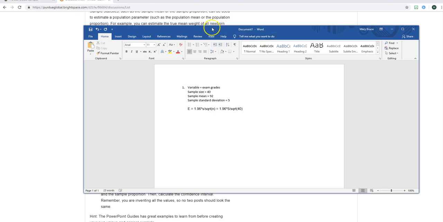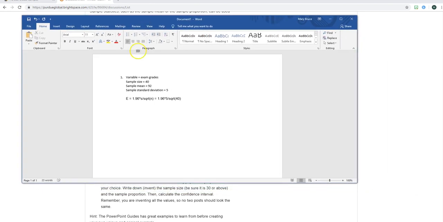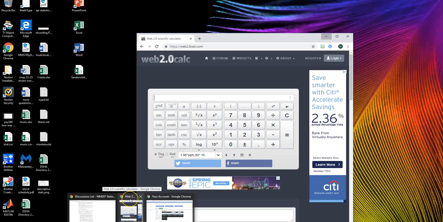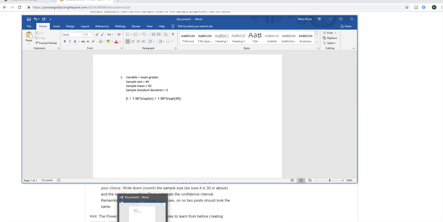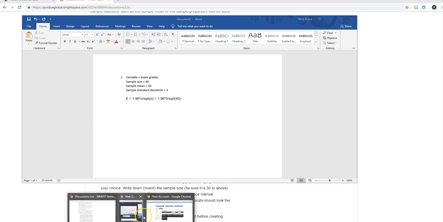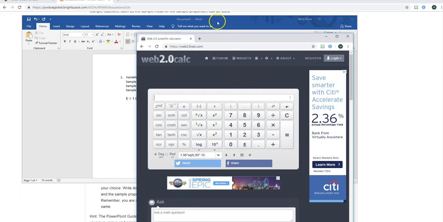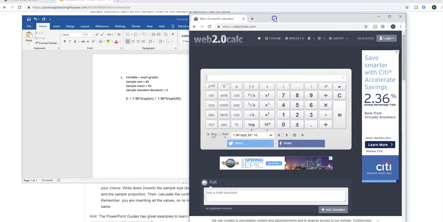Okay. And this is a nice way to write it up too, where you've specified all your values, showed the formula, showed what you substituted in, and now we're going to do the work. So a nice calculator to use is Web 2.0, which you see on your screen. You don't have to use it, but it is a nice one to use. A lot of students use it. And so let me bring that up here, move it aside so you can see what I'm putting in.